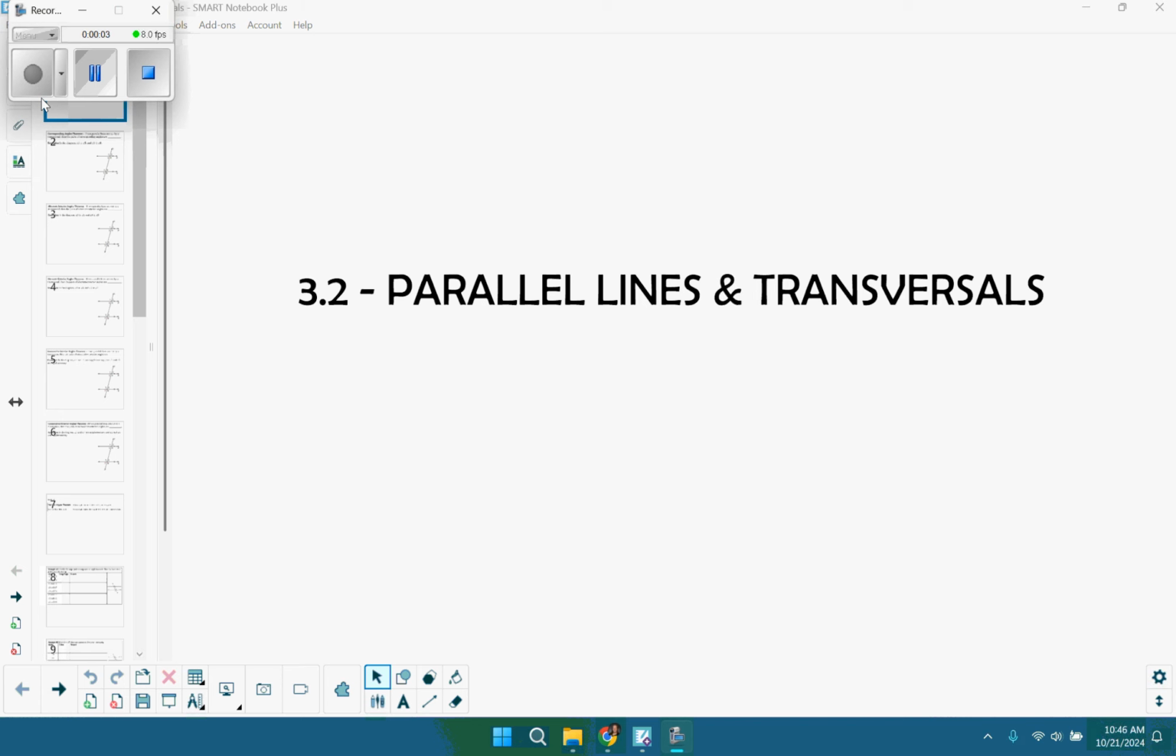This is lesson 3.2, parallel lines and transversals. In section 3.1, we learned about all different angle relationships when we had a transversal intersecting two or more lines. Now we're going to talk about what happens if the lines that were intersected were parallel.